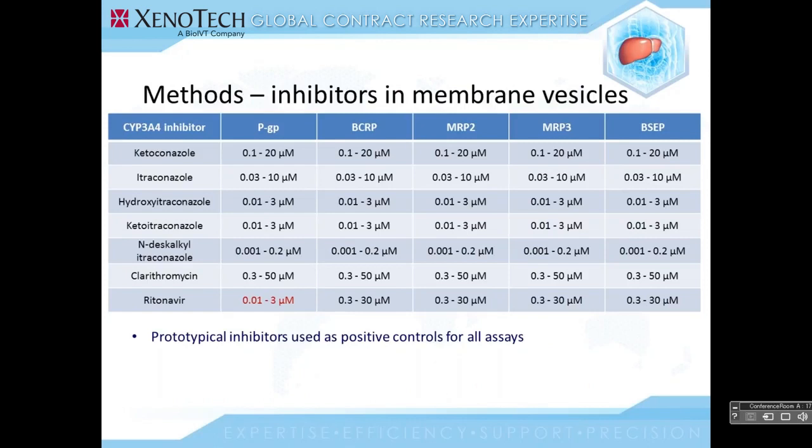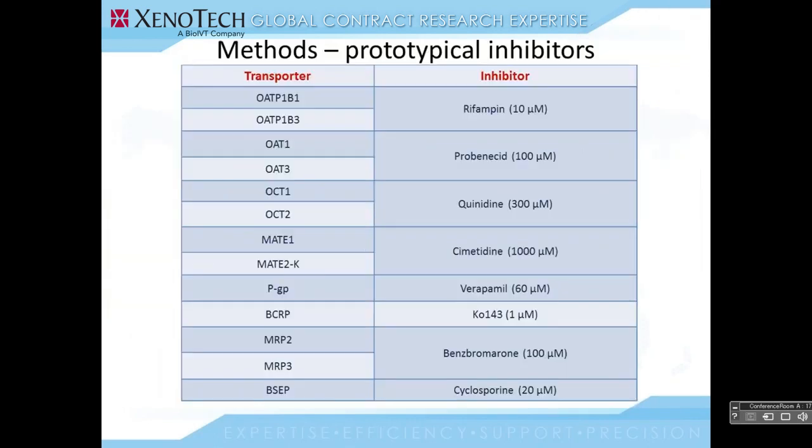So for all of our experiments, we used prototypical inhibitors that can be found in the literature and across the industry. This includes the use of rifampin for the OATPs, probenecid for the OATs, and quinidine for the OCTs. Cimetidine inhibits both MATE1 and MATE2K, while verapamil inhibits PGP. We use KO143 for BCRP and benzbromarone for MRP2 and 3. Finally, we utilize cyclosporin for BSEP inhibition. All of these data can be found in the supplemental information of the paper.